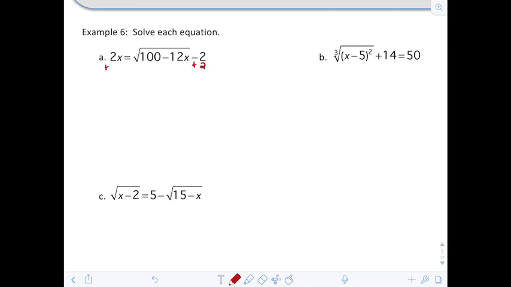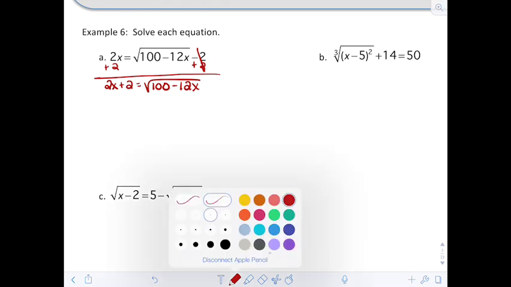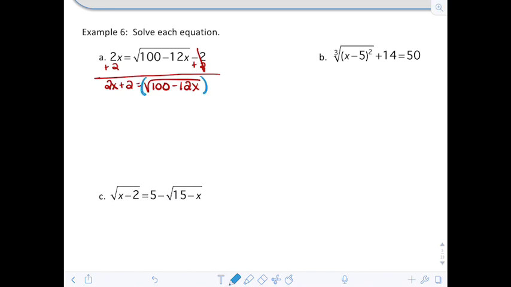So we're going to add 2, simple enough. That cancels. I'm going to get 2x plus 2, and on the right, I still have 100 minus 12x. Now, since it's a square root, the appropriate power is going to be to square both sides. So on the right, I have my 100 minus 12x.